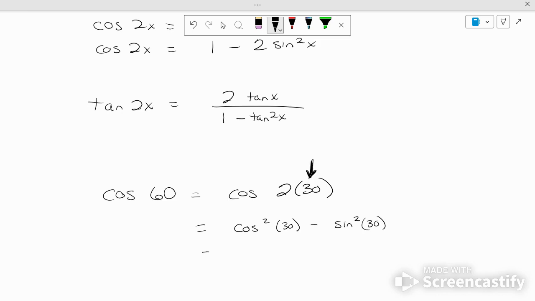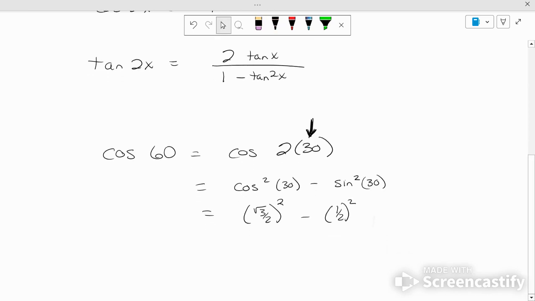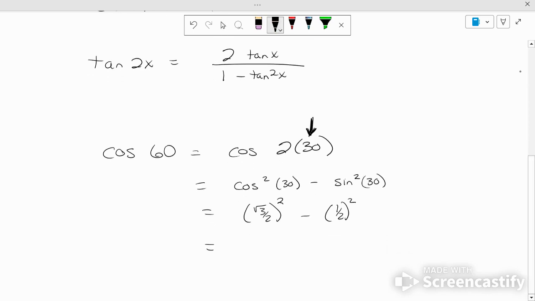Okay, the cosine of 30 is square root of 3 over 2. We're going to square that. The sine of 30 is 1/2. We're going to square that. What's the square root of 3 squared? 3. 2 squared is 4. So 3/4 minus 1/4 equals 1/2.